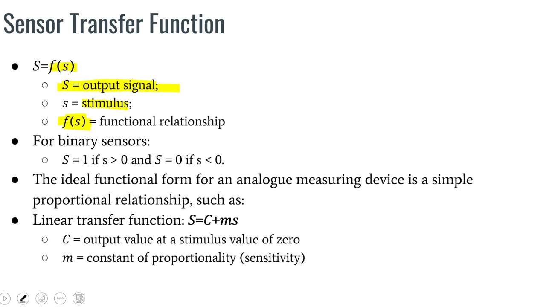But another, simpler scenario is if there is a linear, proportional relationship, then we can map that into a linear function. These are basic linear functions you would be familiar with from your mathematics courses. So, we can have a very simple transfer function: a constant C, which is the output value at stimulus 0, and then a constant times the stimulus as the main transfer function.